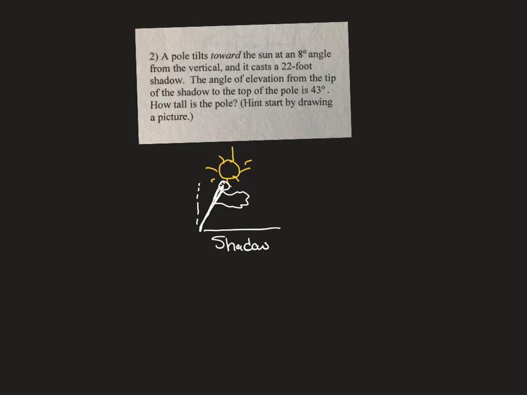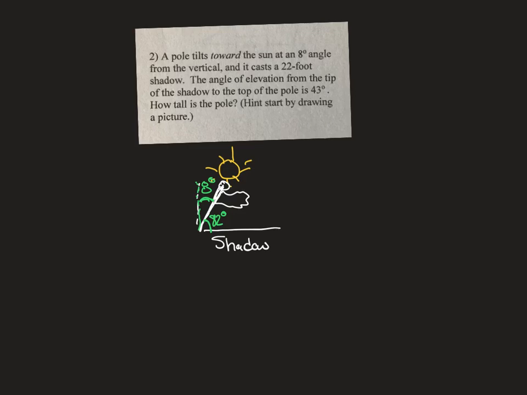Okay, so it says that I have a pole that tilts towards the sun, so my flagpole is tilted towards my sun. And then it says the angle of elevation, oh, sorry, hang on. It tilts towards the sun at 8 degrees from the vertical. So let me use green. So here's my vertical right here. That means this angle in here is 8 degrees, which means this angle down here should be 82 degrees, because it should add up to 90 degrees to make a right angle.